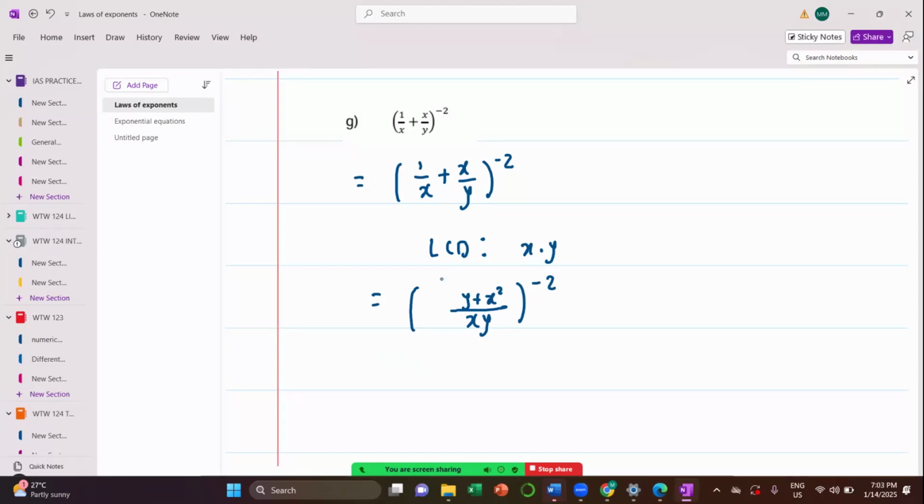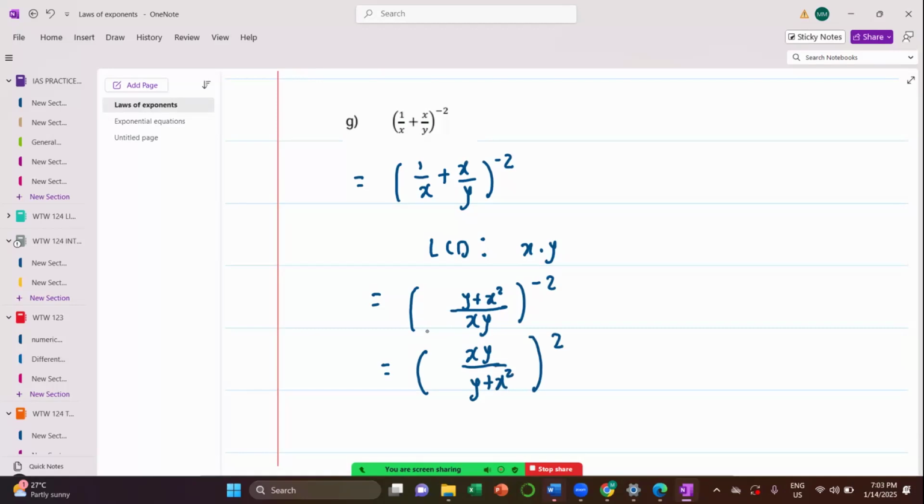There's a law that we learned about yesterday, whereby if you want the exponent to be positive, you swap the numerator and the denominator. So when I swap, I'm going to have xy all over y plus x squared, and all of this now raised to the exponent of 2. So the exponent is now positive.